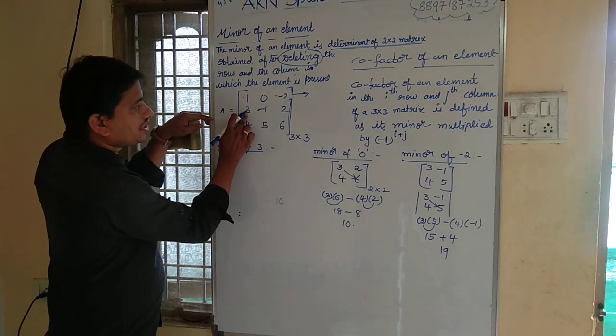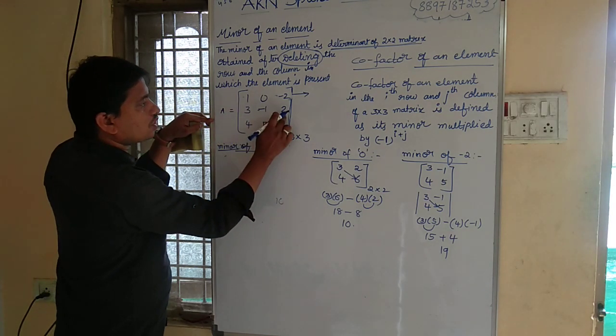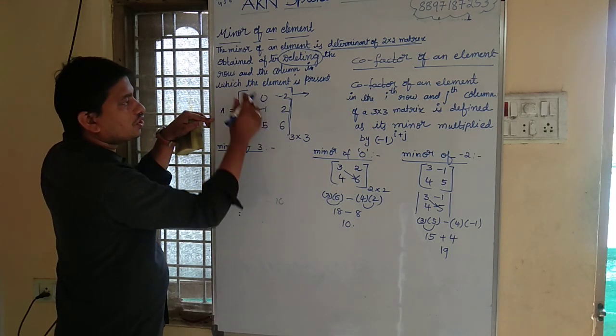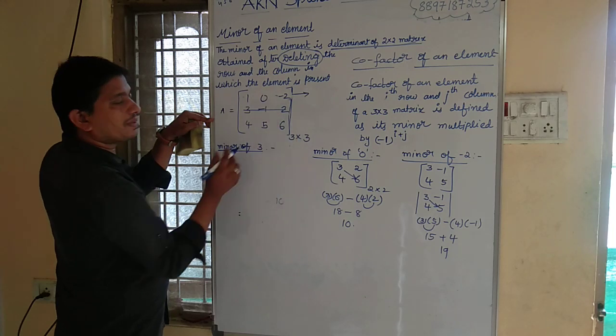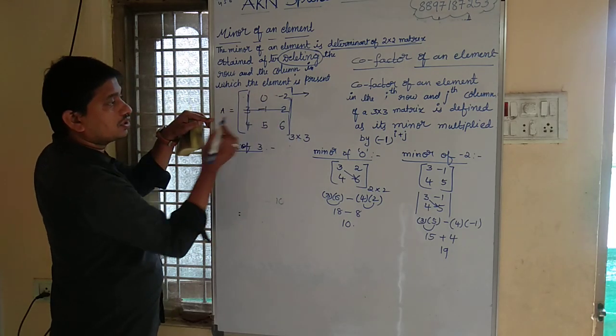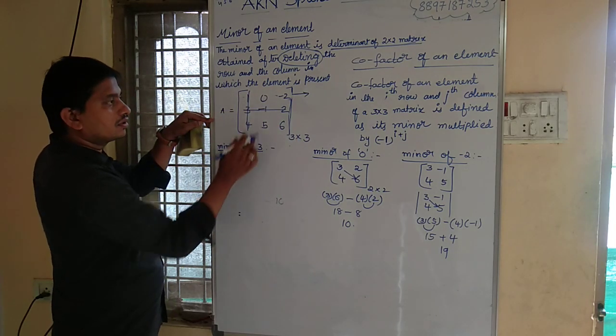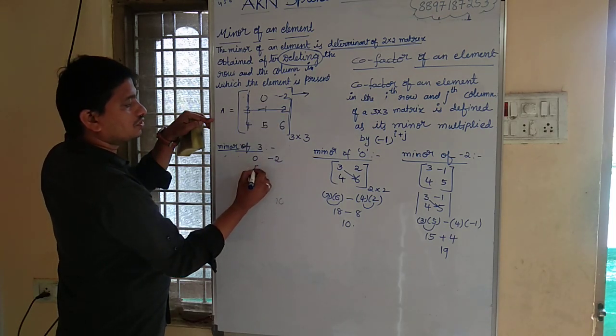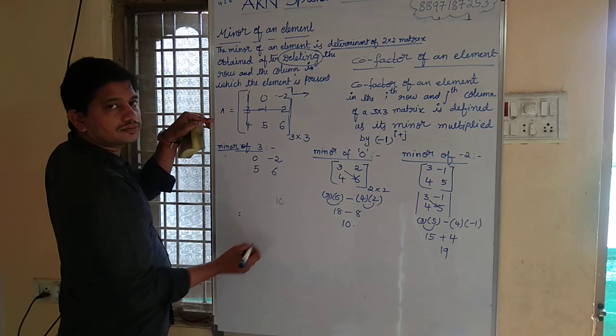So element 3 is in the second row, first column. Yes or no? So we need to remove that particular row and particular column. So we will get a 2 by 2 matrix, that is [0, -2; 5, 6], children.